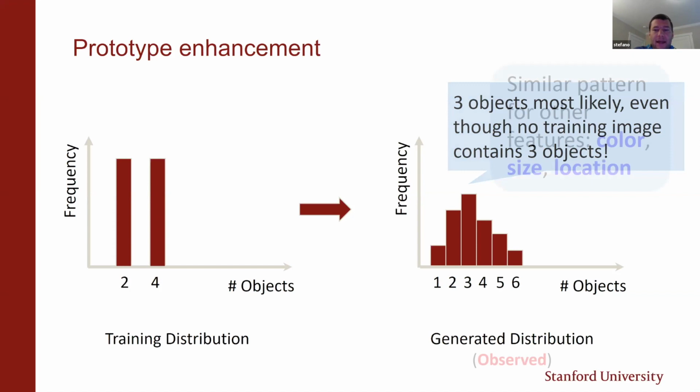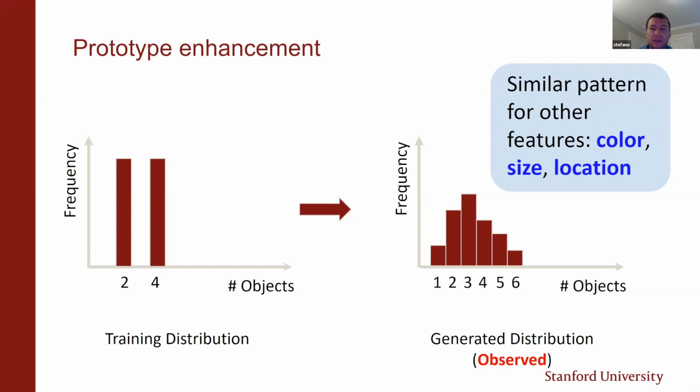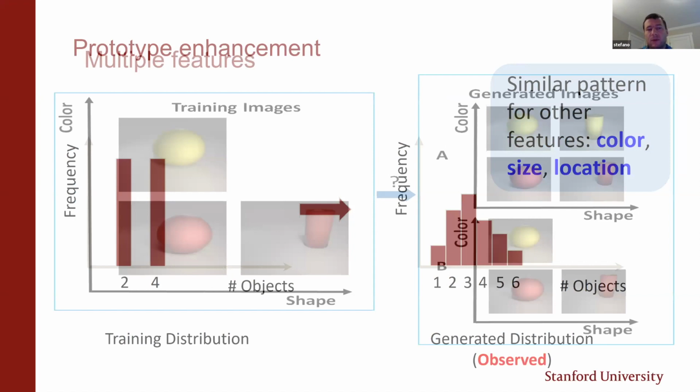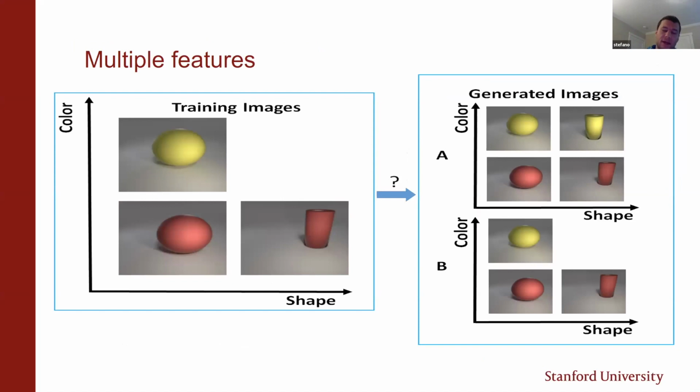And we found similar patterns when we looked at other meaningful features like color, size, and location. We found similar generalization behaviors. And now you can look at multiple features. You can go back to the original problem and say, what if I look at both color and shape at the same time, and I produce a training set where I have spheres which are yellow or red, and then cylinders that are just red, and then you can ask, will the model produce a yellow cylinder?